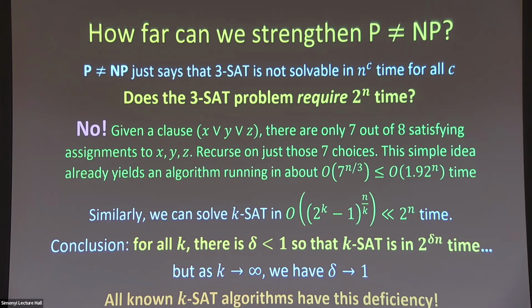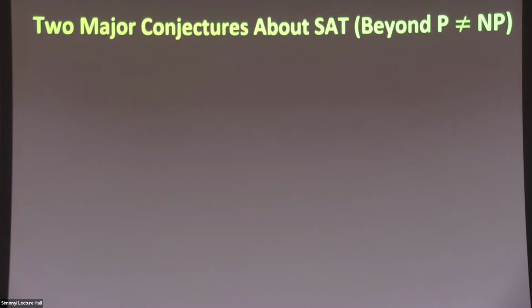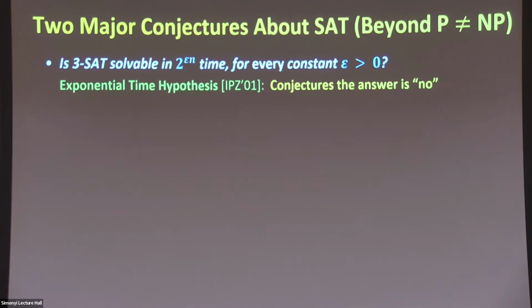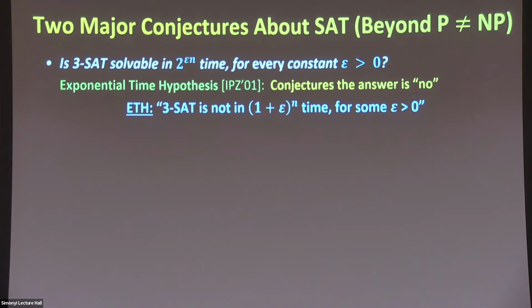So this leads to some conjectures about how difficult the k-SAT problem is. Here are 2 major conjectures about SAT that go far beyond asserting that P is not equal to NP. So one: is 3-SAT solvable in 2 to the epsilon n time for every tiny epsilon greater than 0? The Exponential Time Hypothesis conjectures that the answer to this is no. There's some base of the exponent greater than 1 for which you're going to need that to the n time. So ETH is that 3-SAT is not in (1 plus epsilon) to the n time for some epsilon.